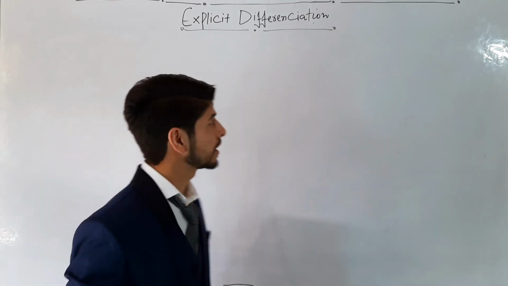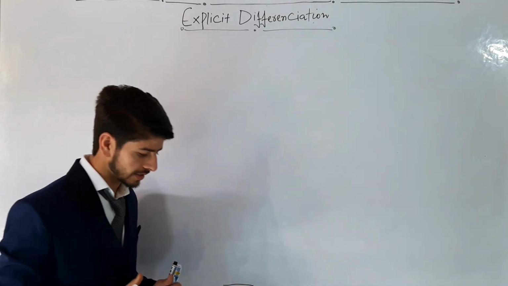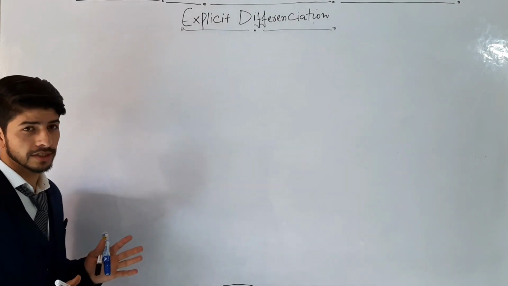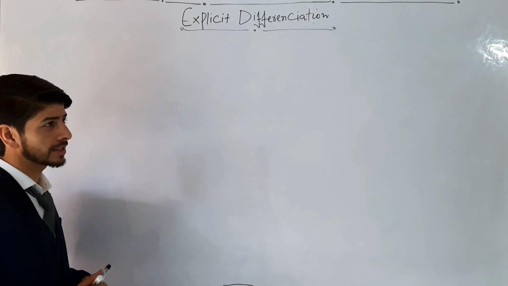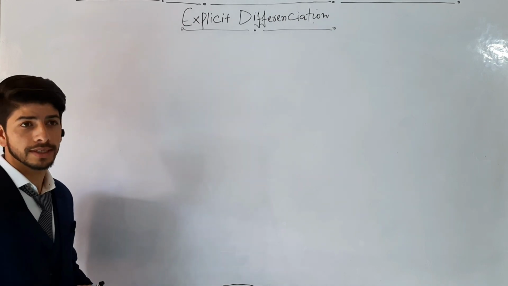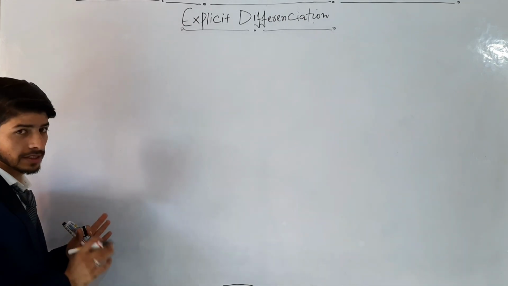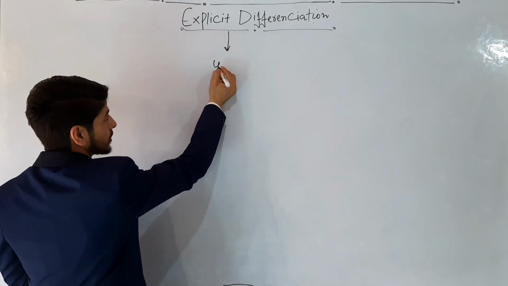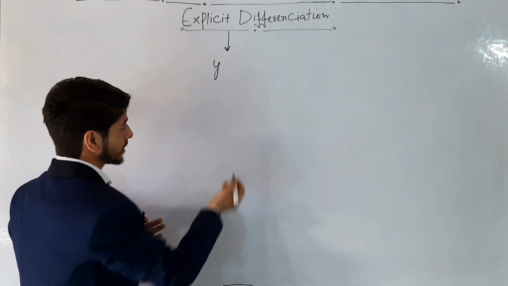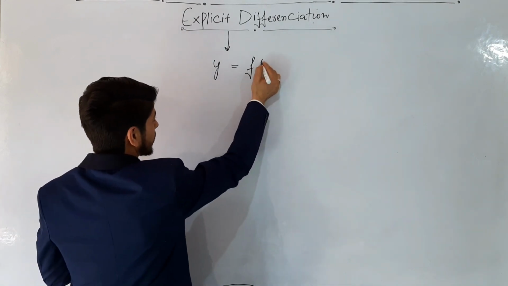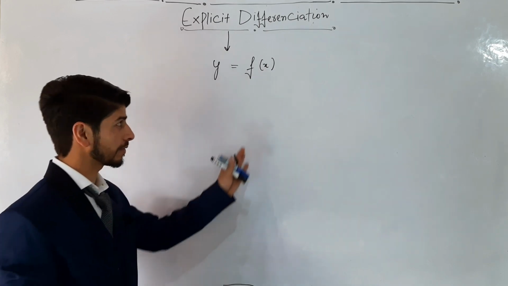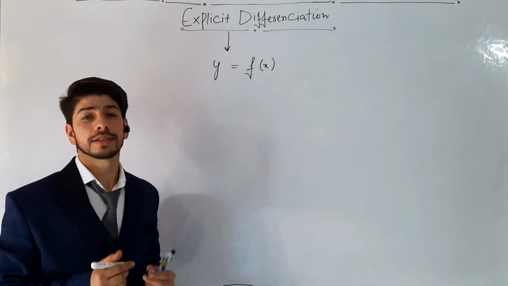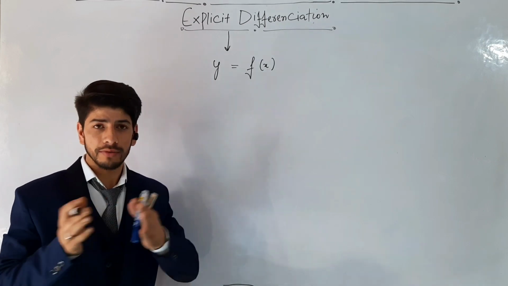Today we will discuss explicit differentiation. What is explicit differentiation? If you want to know what explicit differentiation is, first of all we should know what explicit functions are. Explicit functions are those functions in which there is a dependent variable, suppose y, and it is a function of an independent variable, suppose x, and these dependent and independent variables are separated from one another.